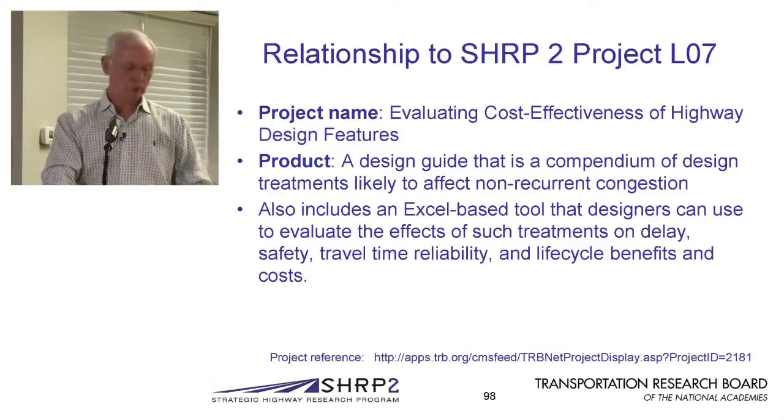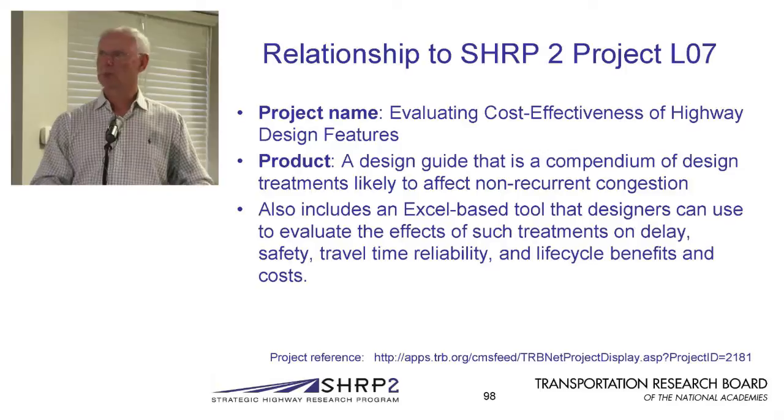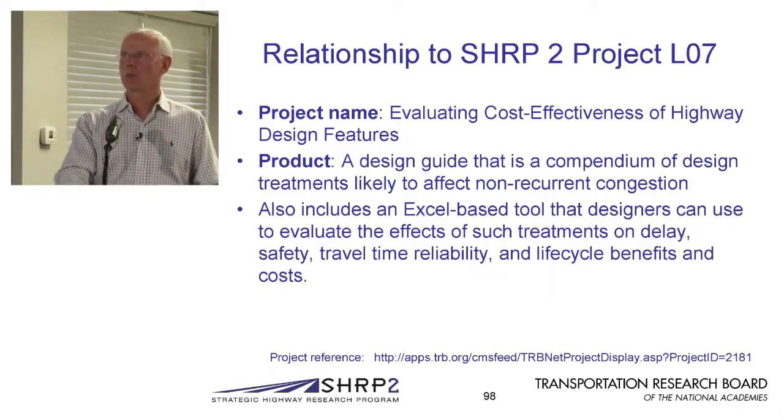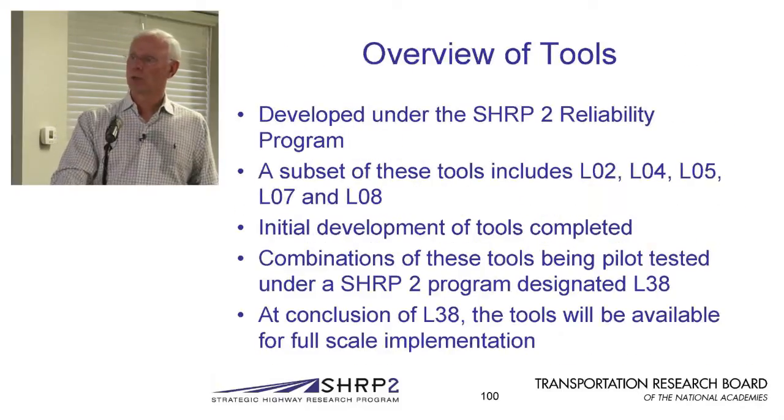LO7, another SHARP 2 research project. This one deals with the subject that we've just talked about. This looks at basically highway design features and looks at a number of design treatments that could be built into projects that would help with managing the non-recurrent congestion problem. So, for example, it might be an accident investigation site that gets built into a facility and those kinds of things that get discussed.